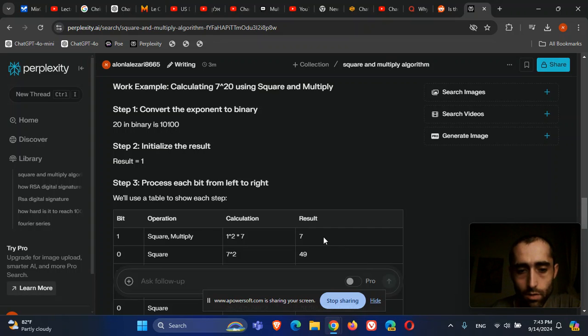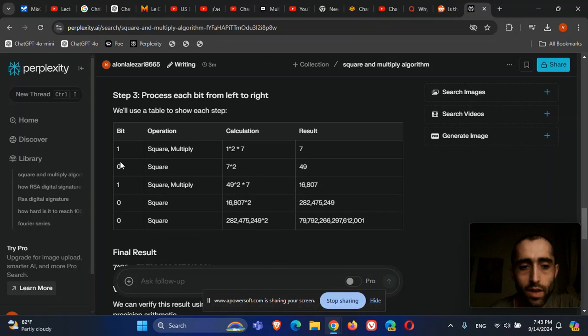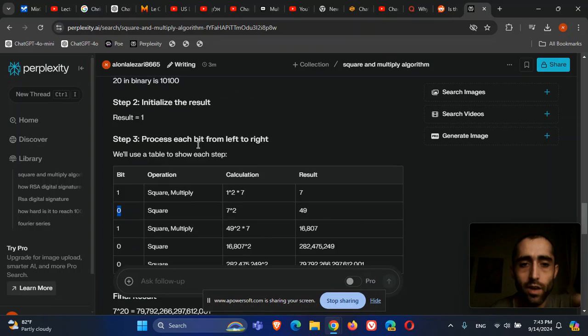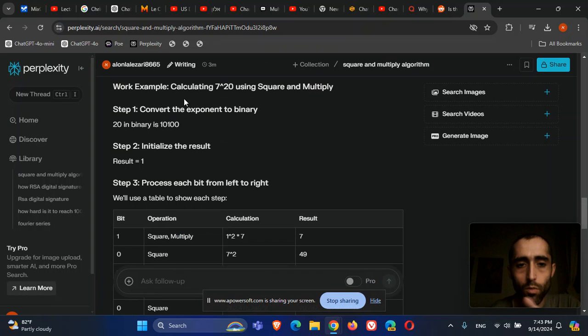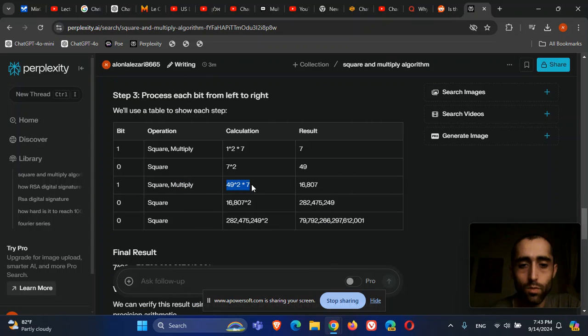We square it and then multiply by 7. This will give you 7. Take the result, and the next bit is 0, so you will just square it, so it's 49. The next bit is 1, so we will square and multiply by 7. So the result is 49; we take it and square it, 49 to the power of 2, and then you multiply by 7. 7 is our base. So this is the value.